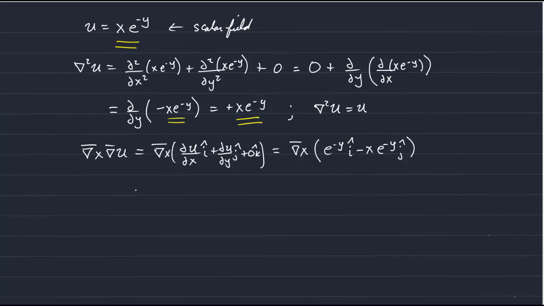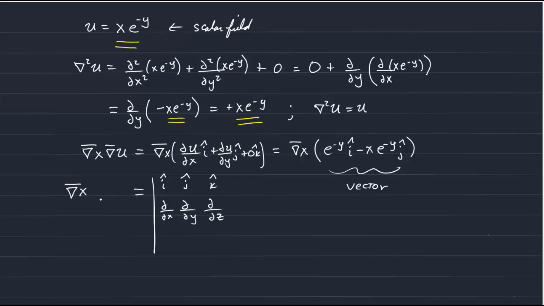And so to take the curl of that, remember we set up a matrix with our base vectors on the top row, and then our individual partial derivatives of del in the second row, and then the different components of our vector in the third row. Right, so this is our vector. So we're taking the curl of our vector. And the x component is e to the minus y. The y component is minus x e to the minus y. And the z component is 0.